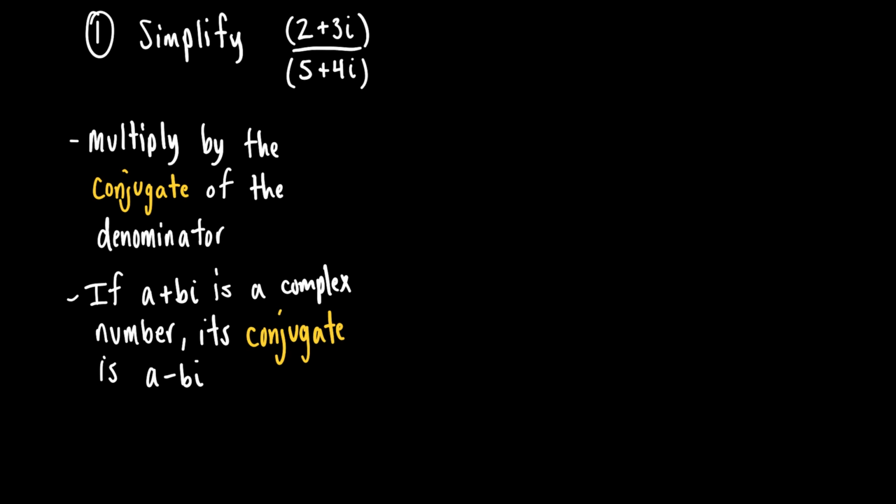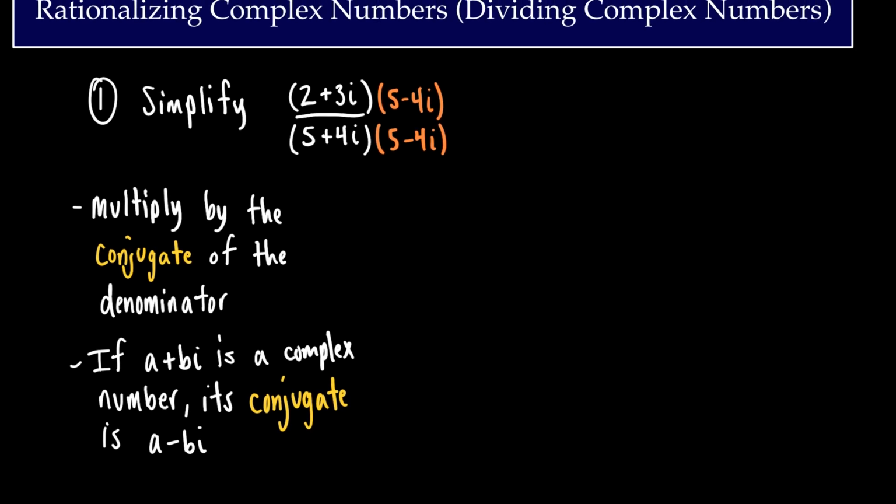All right. So what we're going to do is multiply the top and bottom of this fraction by the conjugate of the bottom. So the bottom is 5 plus 4i, which means we're going to multiply the bottom by 5 minus 4i. Since we do it to the bottom and we don't want to actually change this number, we're going to multiply the top by the exact same thing. And so we're going to have to distribute this.